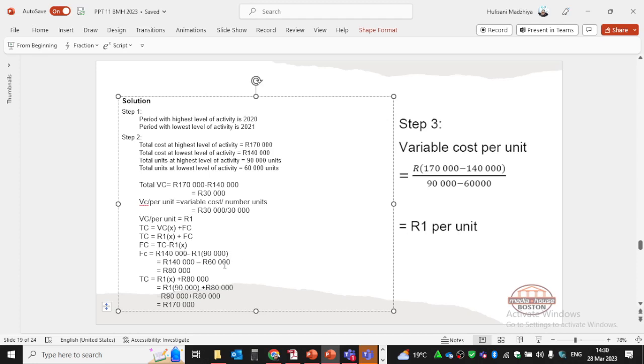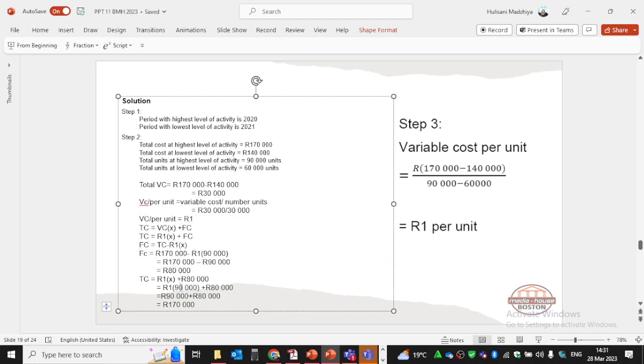So here we're saying that the number of units will be 90 and the total cost will be 170. So if we try to solve for FC using the highest activity and highest cost, we're going to have 170 here, and then 1 rand multiplied by 90, which gives us 90,000. So we end up with 170 minus 90,000 giving us 80,000. So we're still coming back to the same fixed cost of 80,000.